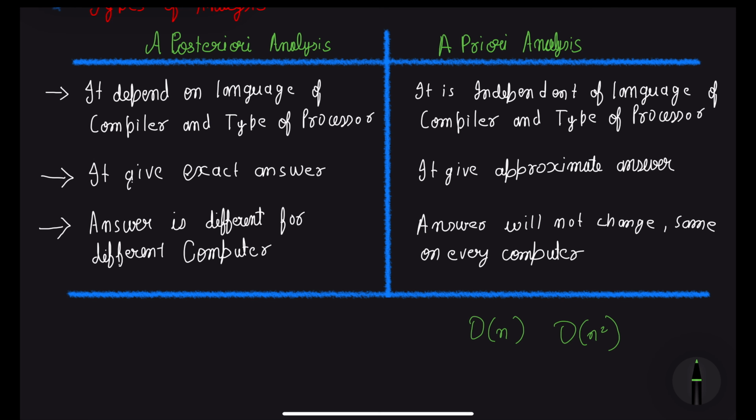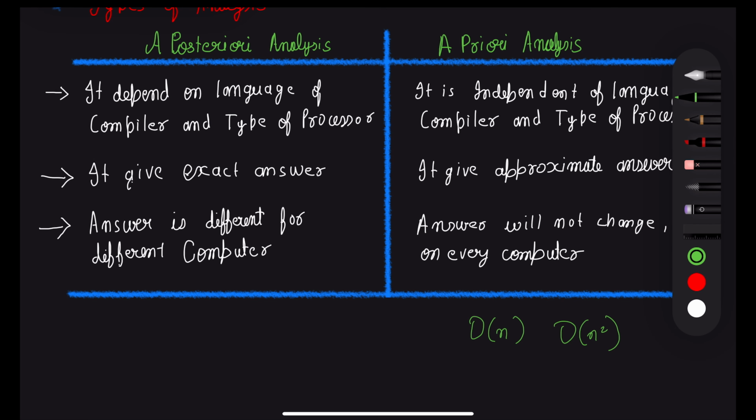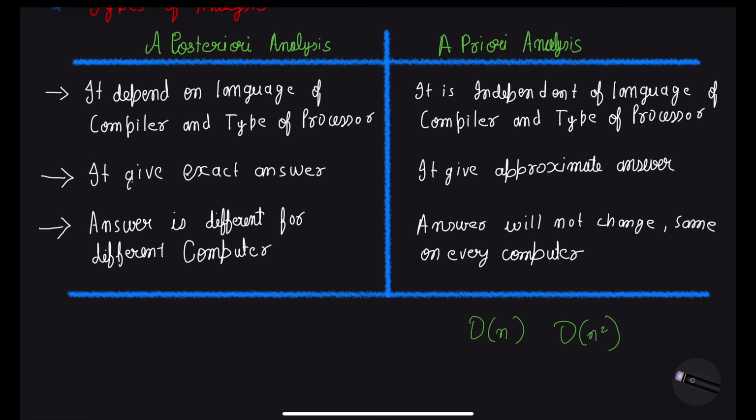Third point, in posteriori analysis, the answer will be different for different computers. Posteriori analysis is dependent on hardware and software, so the answer will change based on the type of software and hardware provided. In a priori analysis, the answer will not change. It will remain the same on every computer, as there is no dependency on hardware and software. It is pure manual effort, so the answer will always be the same.